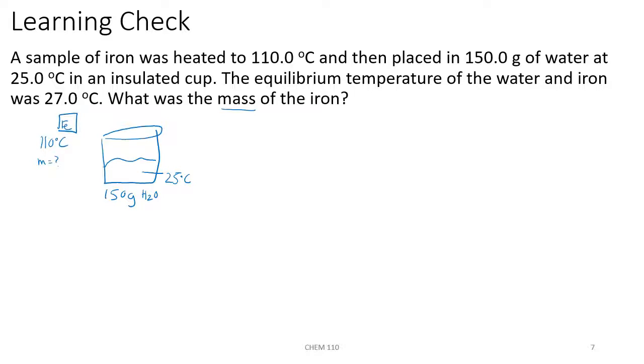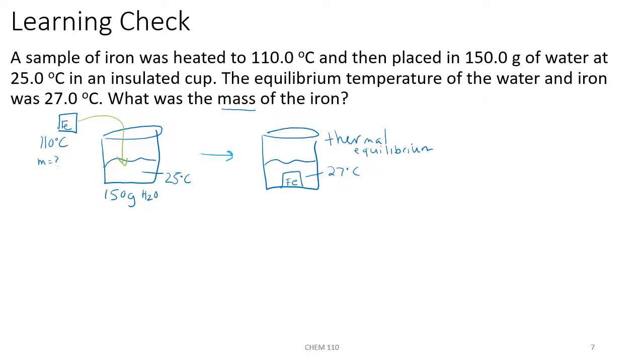Our iron that was hot was thrown into our cold water. Our picture then looks like this. We have our insulated cup, and we're going to have our hot iron in there. And eventually, after those two are together, they will come to the same temperature. It says the equilibrium temperature of the water and iron was 27 degrees Celsius. So the iron lost heat and the water gained heat. This is called thermal equilibrium, where two bodies that are in contact over time attain the same temperature.